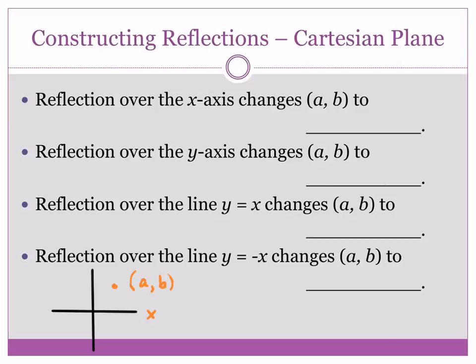A and B, one of them is going to stay the same. Which one? B or A? A will stay the same because A indicates how far left and right we've moved, right? So if I reflect it down, that doesn't change how far left and right I move. So down here, in other words, is where I am. I still have the ordered pair value A as my X value. But what happens to B? It becomes negative. That's the one that changes signs. So my first blank here is that the AB point changes to A, negative B.